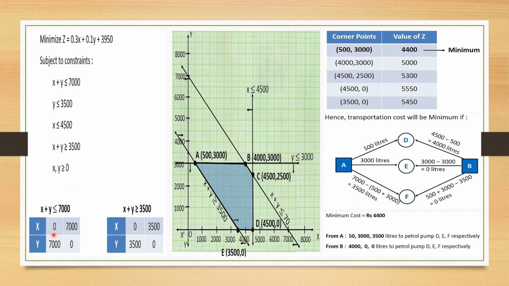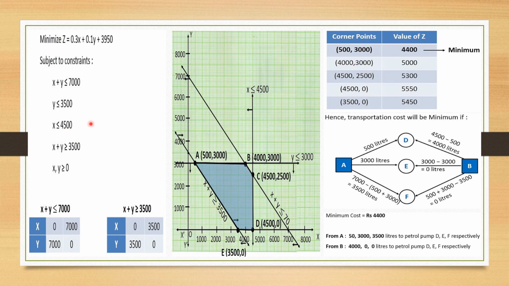So as per the table, for x plus y equal to 7,000: (0, 7,000), (7,000, 0). Origin is satisfied, 0 less than or equal to 7,000, so shading will be towards the origin. Okay, so this is your line, and shading will be towards the origin. For the second one, (0, 3,500), (3,500, 0). So this is this line, and shading is away from the origin, as the origin is not satisfied: 0 greater than or equal to 3,500 is false. So shading is away from the origin. Clear? Okay. And then x equal to 4,500 we will plot, a line parallel to the y-axis at a distance of 4,500. Less than or equal to means origin is satisfied, so shading is towards this side.